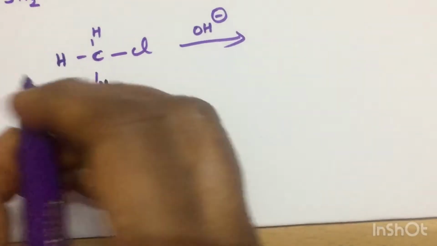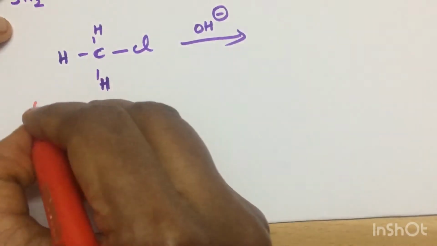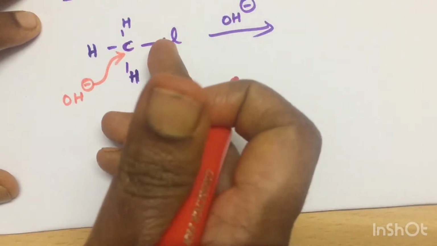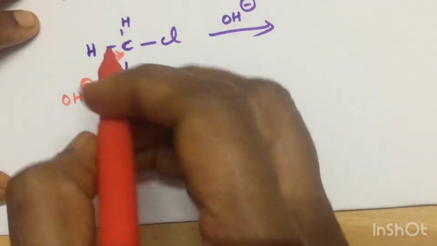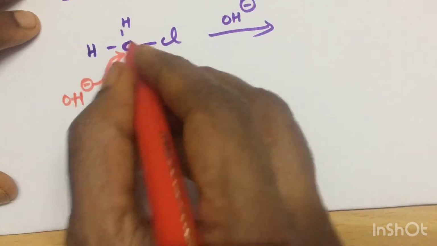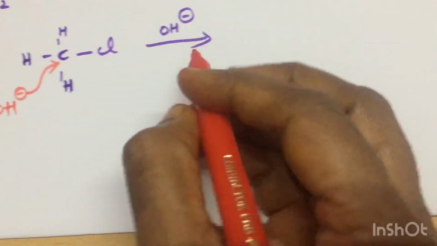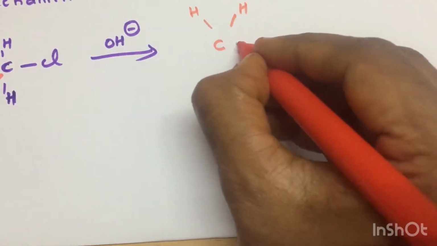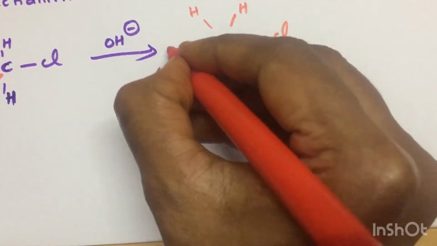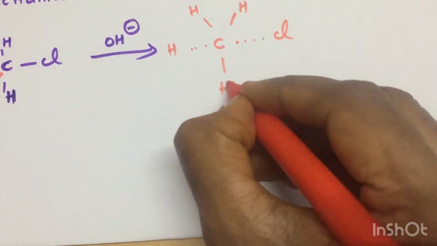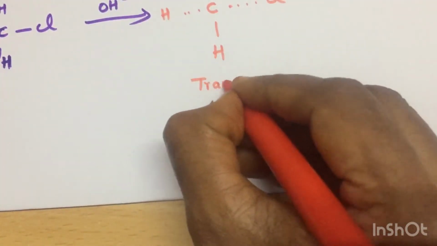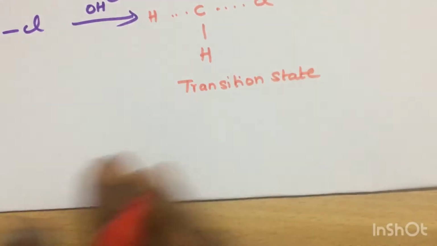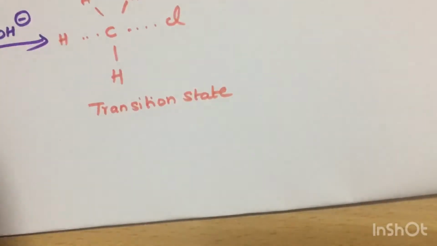What will happen is the OH group will attack from the rear side. Rear side means backside attack: the backside of where the chlorine is attached, the hydroxyl group will go and attack from the backside. This gives you an intermediate, not an intermediate, a transition state. What is the difference between intermediate and transition state, students? This is a transition state, and we cannot separate it. It is assumed, it is a mechanism.